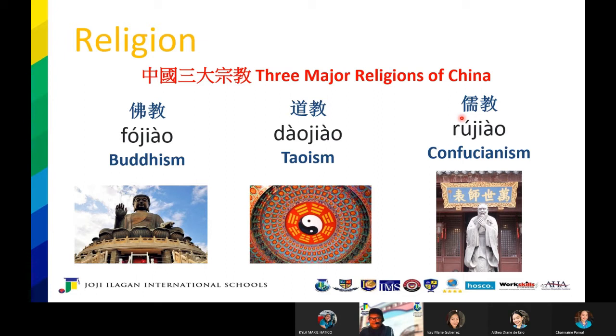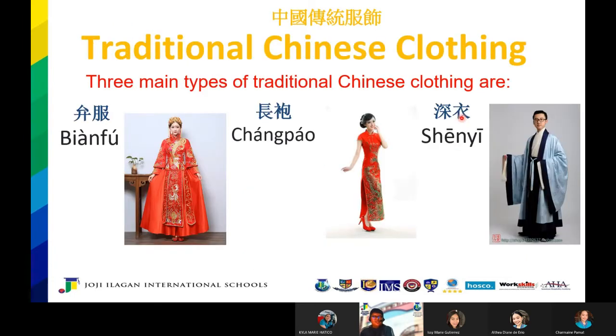Now we're done with religion. Let's move on to another general fact in Chinese culture. Let's proceed with Chinese clothing. You have seen these TV shows where they wear these costumes, these very elaborate fabrics. They are actually categorized into three. The three main types of Chinese clothing, we categorize them into three.